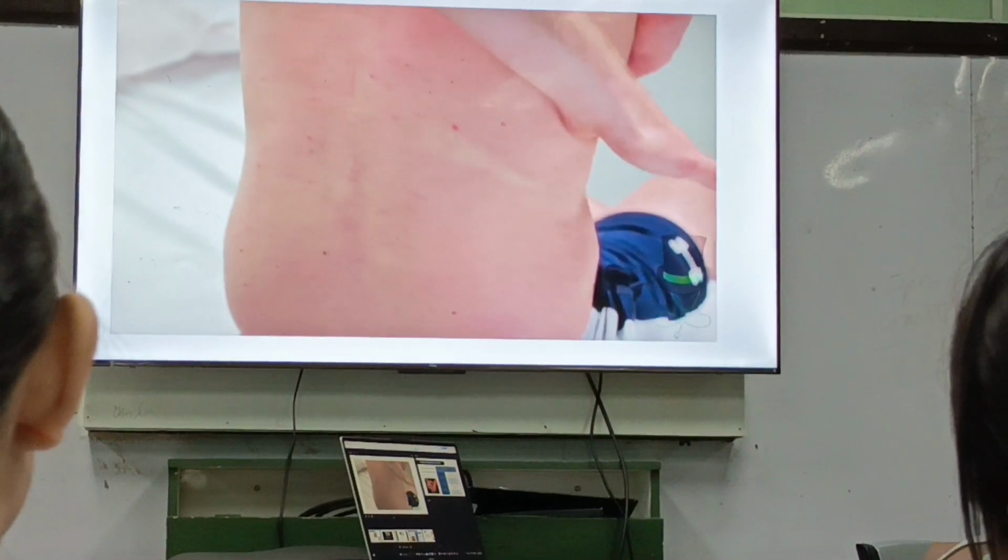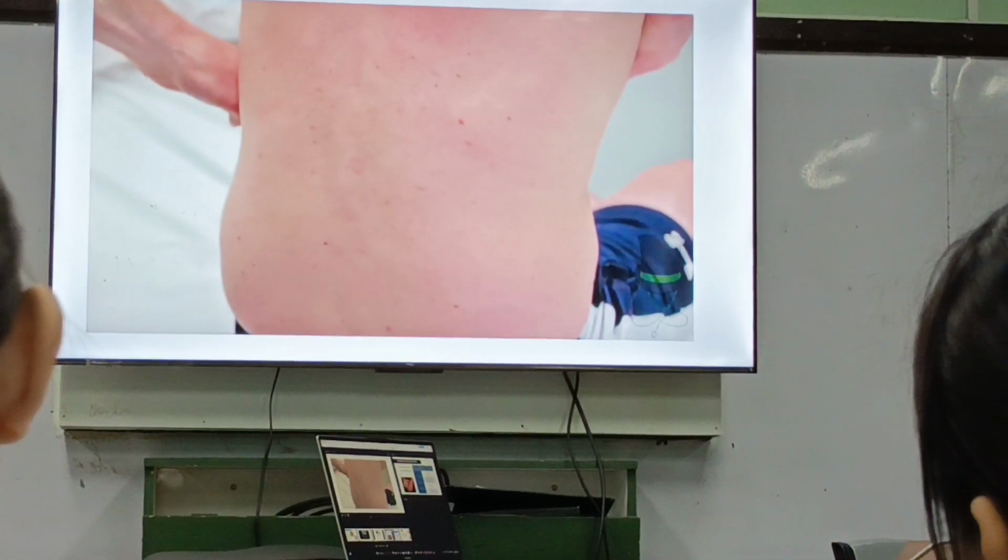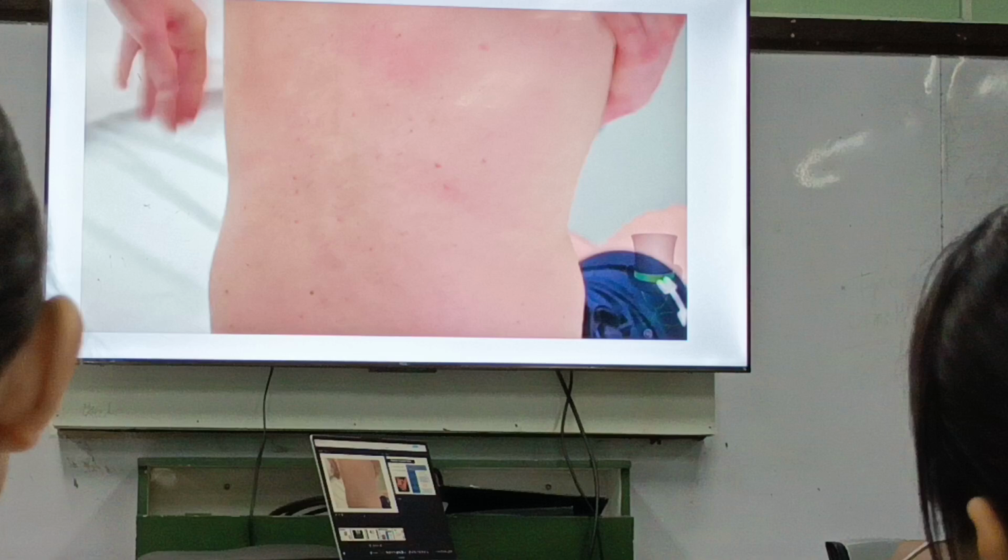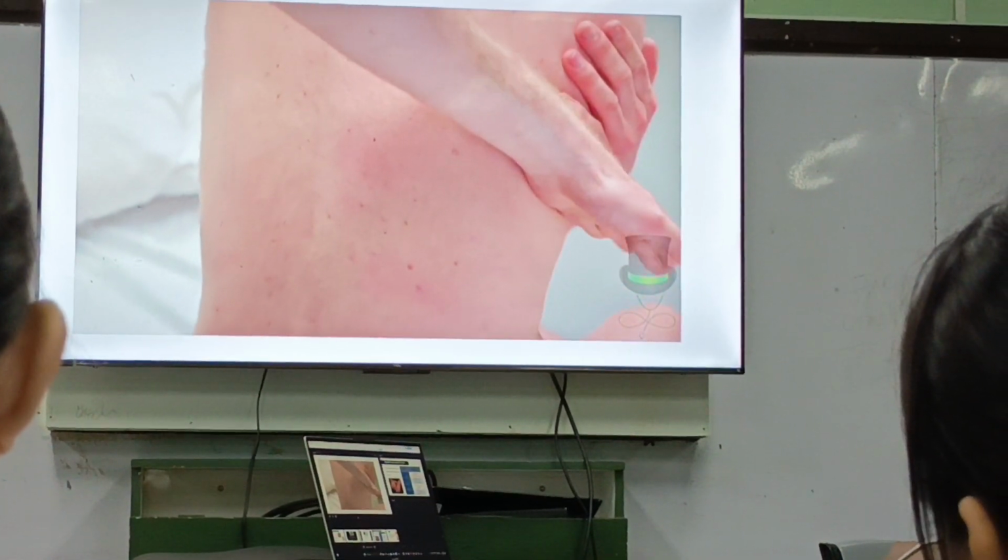Blue balloons. Blue balloons. Blue balloons. Blue balloons. Blue Blue balloons.